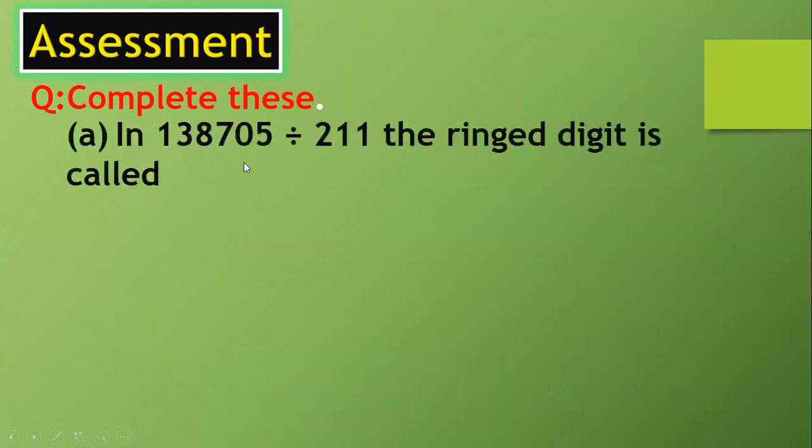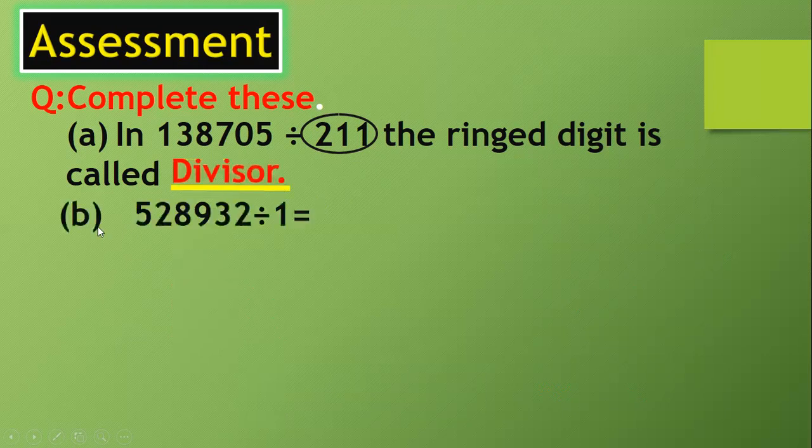Means some blanks are given and you have to find the answer. A part is in 138,705 divisible by 211, the ringed digit is called. Means जिस नंबर को रिंग किया गया है उसे हम क्या कहते हैं? Quotient, divisor or dividend. Think about it. Yes, divisor.